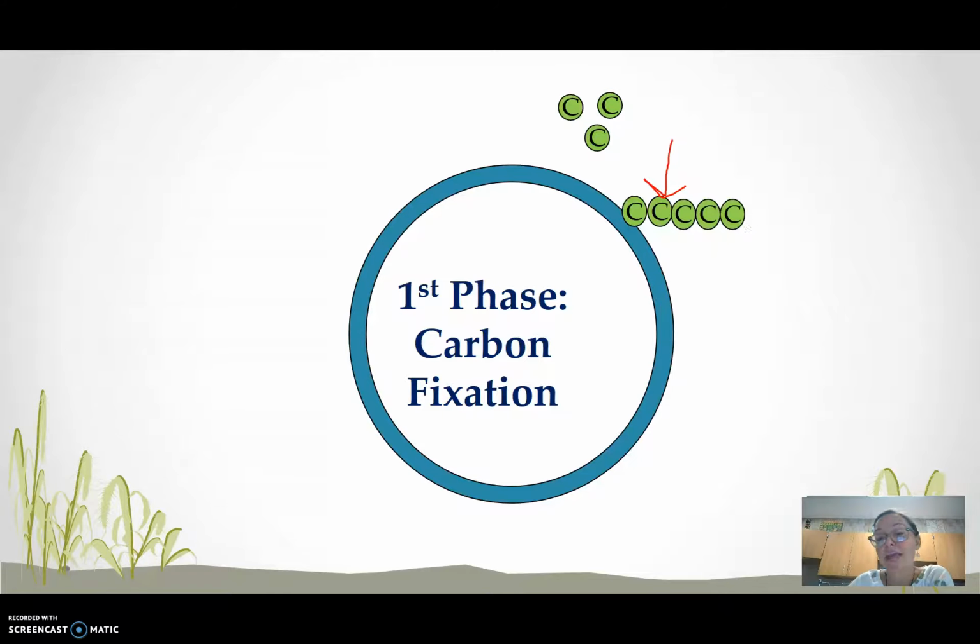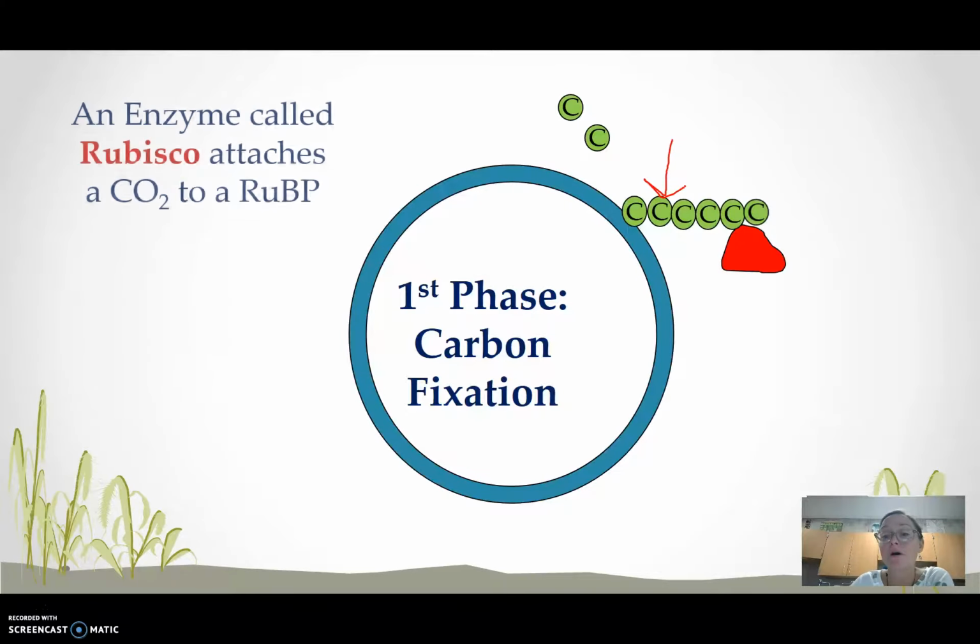Here you have an enzyme called Rubisco, and in its active site, it's going to fix a carbon dioxide to RuBP. Now we have a 6-carbon molecule. So an enzyme called Rubisco attaches carbon dioxide to RuBP. This is going to happen multiple times. Here's another RuBP. Rubisco comes and does carbon fixation, taking a carbon dioxide out of the air and attaching it to a RuBP molecule. And then we have it happen a 3rd time.